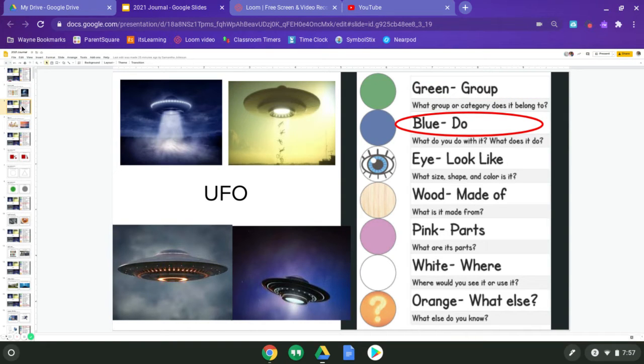All right, so we're going to move on to blue. And blue is do. So what do we do with a UFO, or what does a UFO do? What is it doing in this picture here? How does it get around? How does it move? Does it have wheels to drive on the ground? Or maybe up in the sky? Think about that as you answer the question for do.